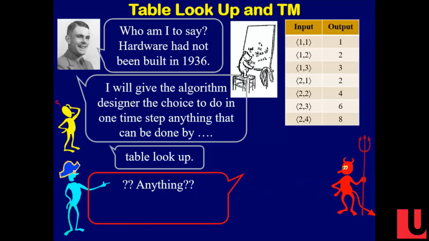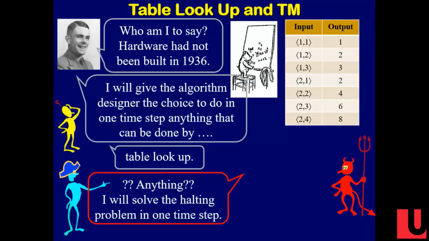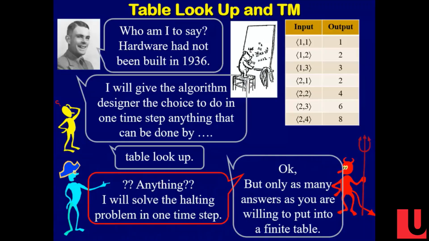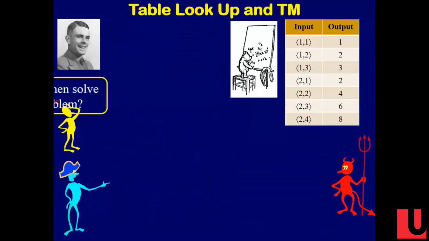And the adversary says, anything? I can do anything? Okay, great. I'm going to solve the halting problem in one time step. Can we do the halting problem in one time step? Yes, no, it depends on how you word it. It's okay. You can solve the halting problem in one time step as long as you can build it into a finite table. If you bound your inputs so that you can do it in this finite table, you can do the halting problem in one time step.